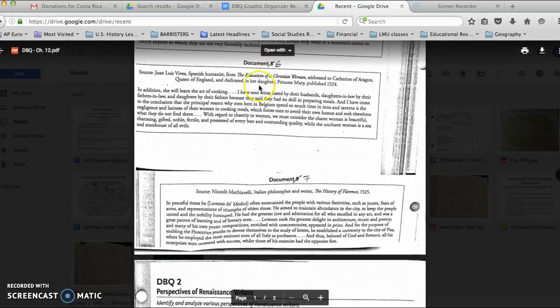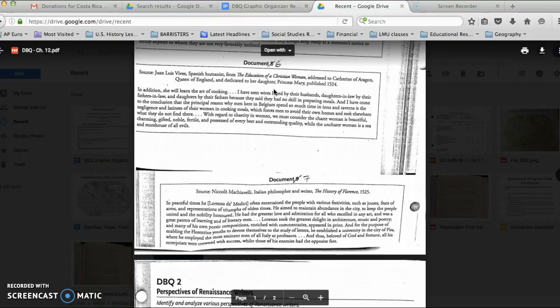Document 6, the education of a Christian woman. Another idea about women. So this is Juan Luis Vives, not Miss Vivas's great-great-great-great-great-great-grandfather. No, not that one. This is a different one. Spanish humanist Vives, not Vivas. To Catherine of Aragon, Queen of England. He's writing to the Queen of England.